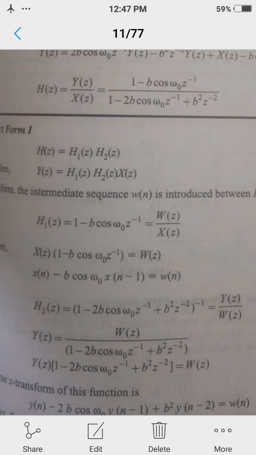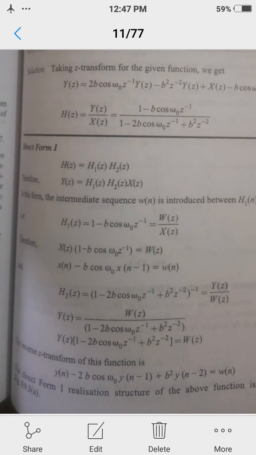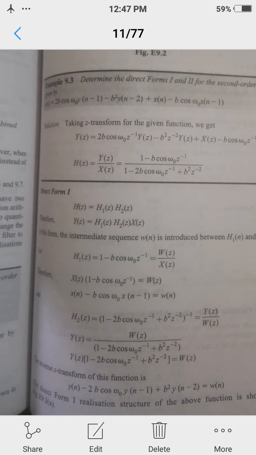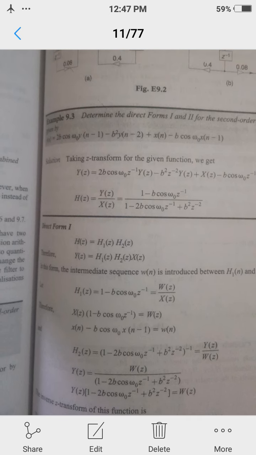So Y(z) will become W(z) upon 1 minus 2b cos omega 0 z inverse plus b square z to the power minus 2, and Y(z) can be determined, and therefore the inverse z transform of this function gives y(n). y(n) is the inverse z transform of Y(z). y(n) is equal to w(n) plus 2b cos omega 0 y(n minus 1) minus b square y(n minus 2). This is the inverse transform.